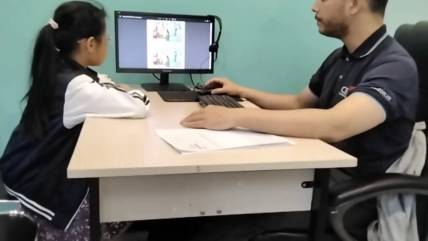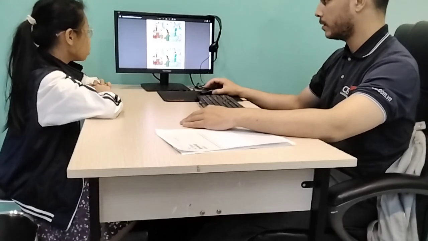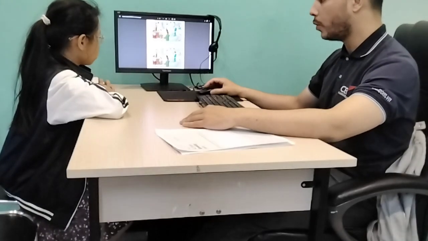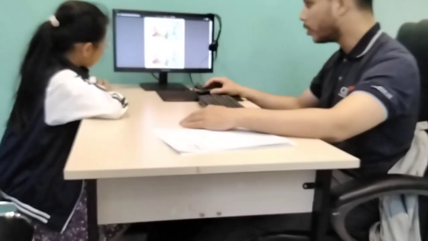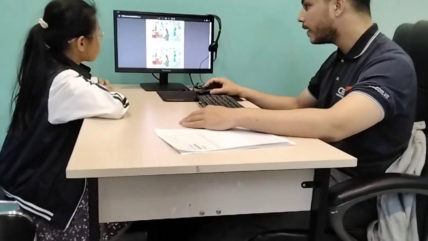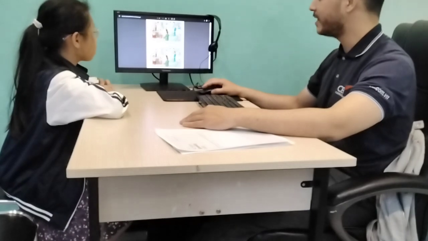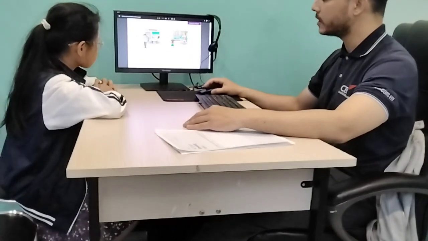Brilliant job, Phương. The last question is, what are they doing? They are taking a photo. They are taking a photo or broadcasting a weather forecast. This is a weather forecast broadcast. Thank you. Alright, so now it's time for us to move to the next part.